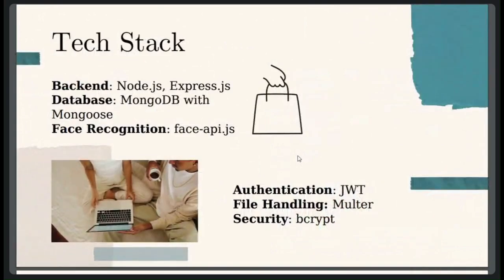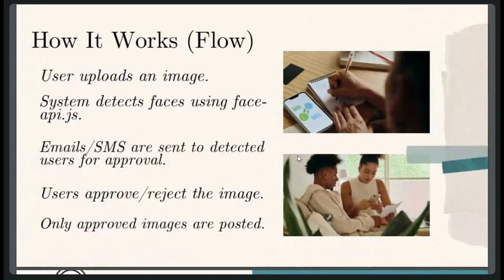Here we have mentioned the tech stack. For the backend, we have used Node.js and Express.js. We have used MongoDB as the database and the face-api.js model for face recognition. We also have user authentication using JWT and a file handling system using Multer, with security through Bcrypt. The next slide will be presented by Rishika.